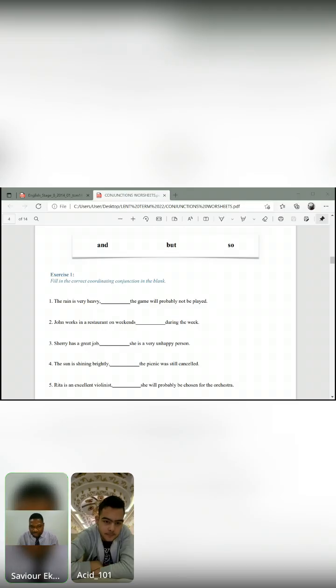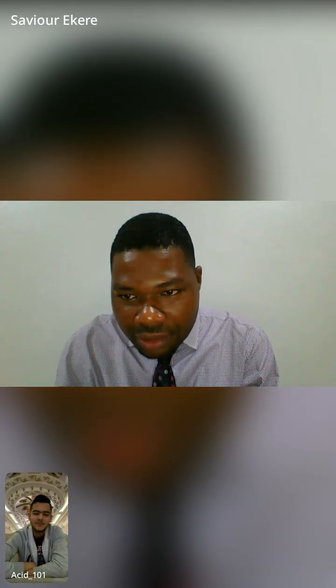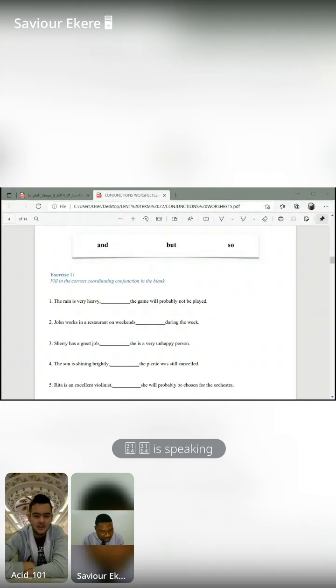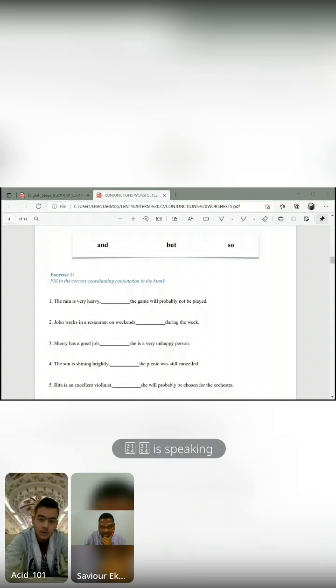Thank you. So, Safia, can you please answer number 3? Yeah, I can. Mary has a great job, but she's a very unhappy person. Thank you. Do we call that a compound sentence? I think yes. What makes it a compound sentence? Because we have independent clauses. How many?